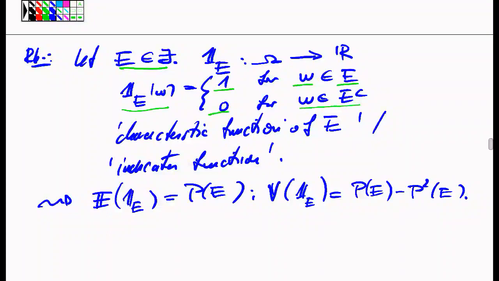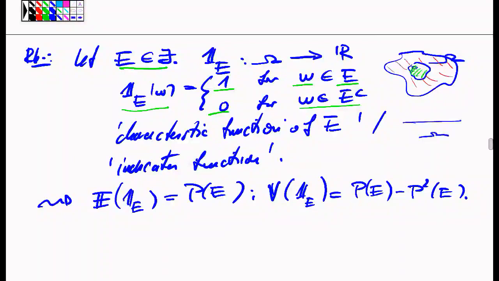So the indicator function is a random variable given by a measurable subset of omega. So if that's omega, and we have a certain subset E, then the indicator function is equal to 1 on that set, and it is 0 elsewhere. Or in another picture, if that's a cross-section view, so to say, of omega, and you have a certain subset E, then the indicator function would be a 1 here, and it would be 0 elsewhere. That's the indicator function, and sometimes it's also called the characteristic function. Both terms are equally good.